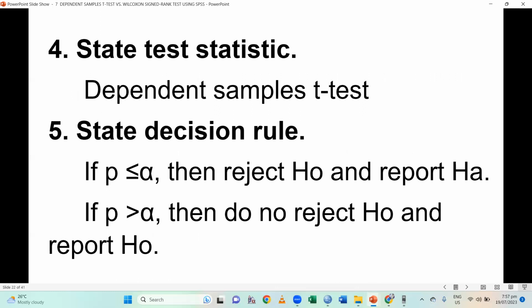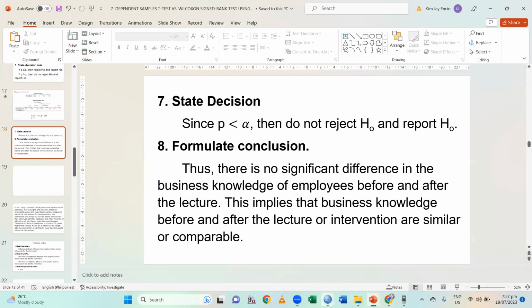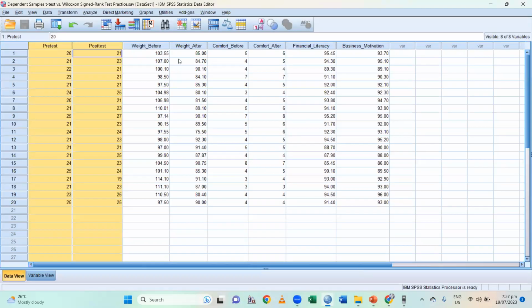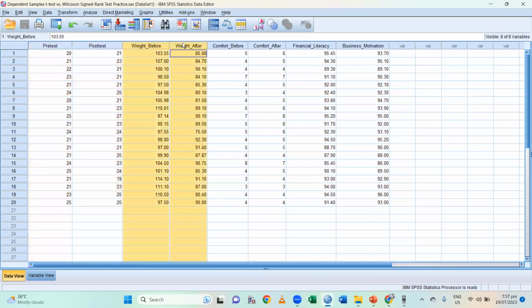So I believe we are now ready to do our paired samples t-test. Let's go back to our file again. And remember, in this case, we will have their weight before and weight after. Take note that it's understood that respondent number one's weight is 103.55 kilograms before, and after the intervention, it became 85.00, and the rest is the same for each of these participants. Now, in your case, ma'am, look at their weights before and after. Do you think they're significantly different or not?